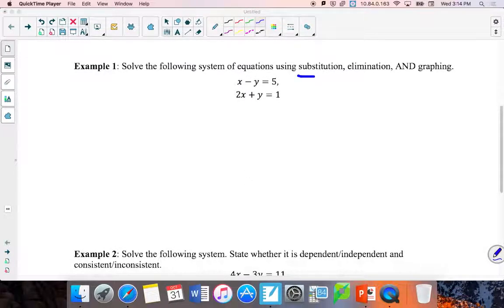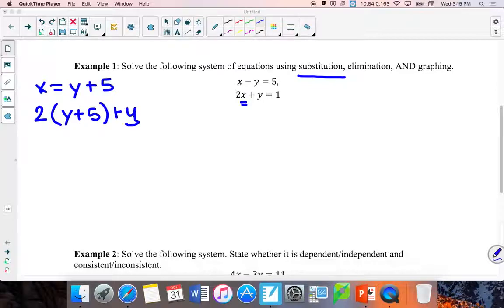I'm going to start by showing you substitution. With substitution, you want to get either x or y alone in one of your equations. So in this first equation, I'm going to get x alone by adding y to the other side. Now I'm going to put that in for x into the second equation. So 2 times y plus 5, because that's what x is, plus y equals 1. Distribute, we get 2y plus 10 plus y equals 1.